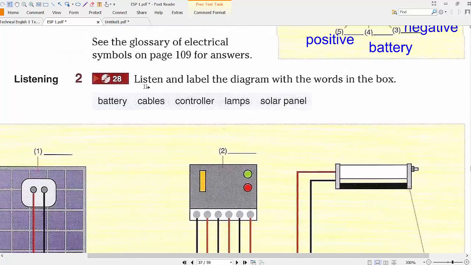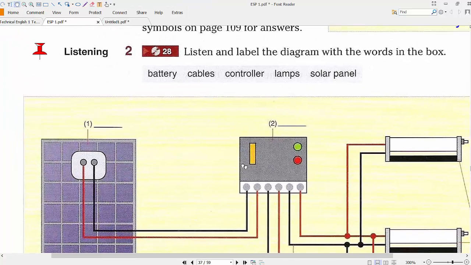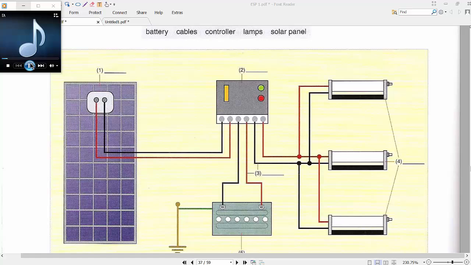2. Listen and label the diagram with the words in the box. Okay, write these words here. Battery, cables, أسلاك, controller, lamps, solar panel. Listen. Recording 28.